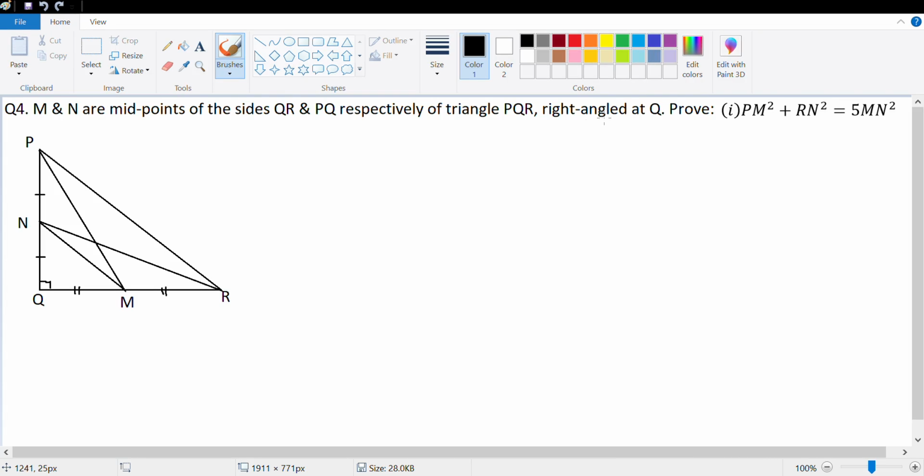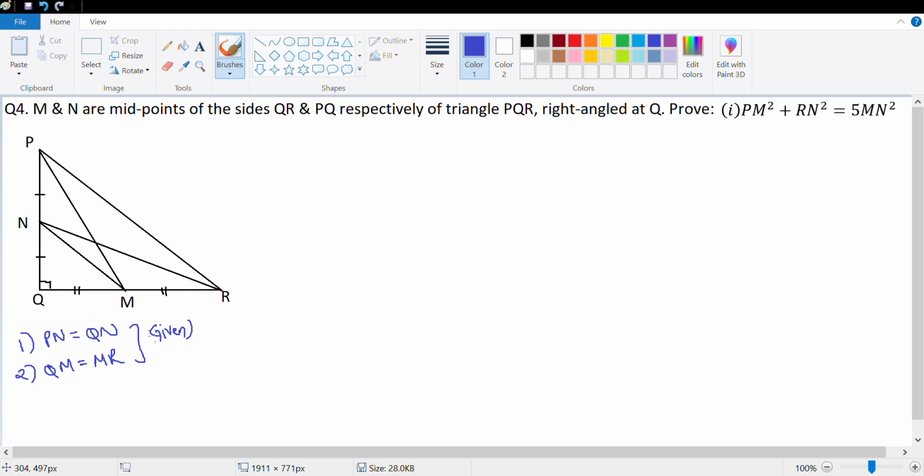Hi guys, let's look at the next question. Next question is question number 4, part 1. It says M and N are midpoints of the sides QR and PQ respectively of triangle PQR, right angle at Q, and we need to prove that PM square plus RN square is equal to 5MN square. So what this means is, number 1, PN is equal to QN, and number 2, QM is equal to MR. This is given.